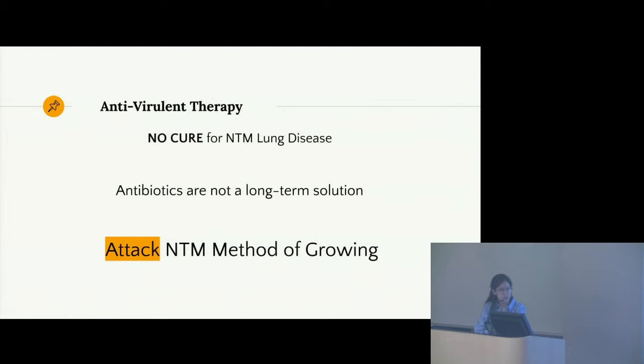This is an important topic because there is no cure for NTM lung disease. The only treatment is a multitude of antibiotics the patients can take, but this is not a long-term solution because NTM become resistant to these antibiotics very easily. So one method people are looking at to tackle NTM disease is attacking its way of growing instead of actually destroying it. If we target these siderophore genes, the NTM won't be able to grow or acquire the iron it really needs to grow.